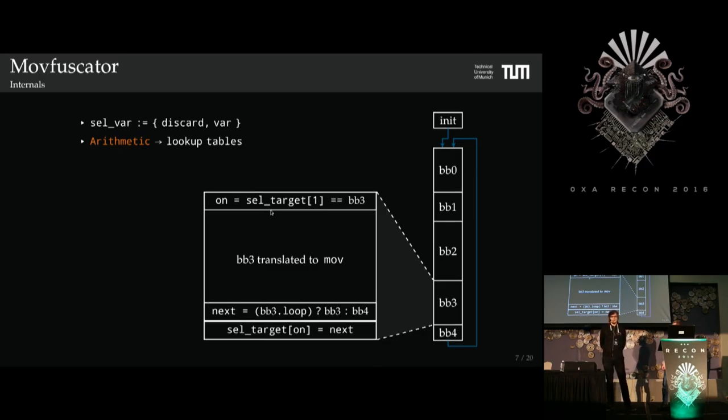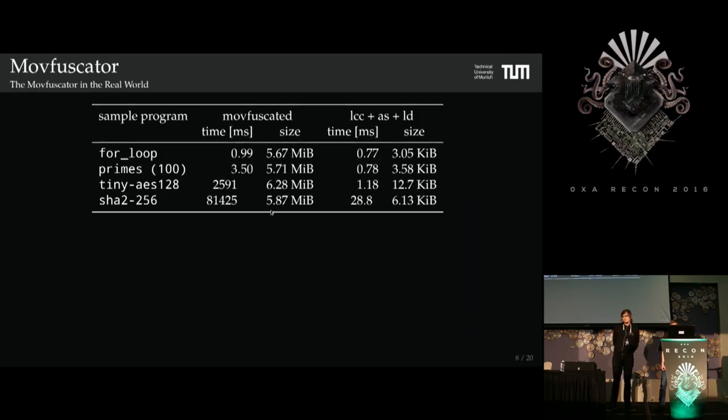At the end of that basic block, there is a sequence that checks whether the next basic block should be basic block 3 or 4. Remember, basic block 3 was the one that looped in the beginning. Then execution goes on. Now, one thing to remark is that arithmetic using only move is quite tricky. Domus implemented this using lookup tables. So you can imagine that doing arithmetic for each and every possible processor instruction can blow up the binary quite a bit.